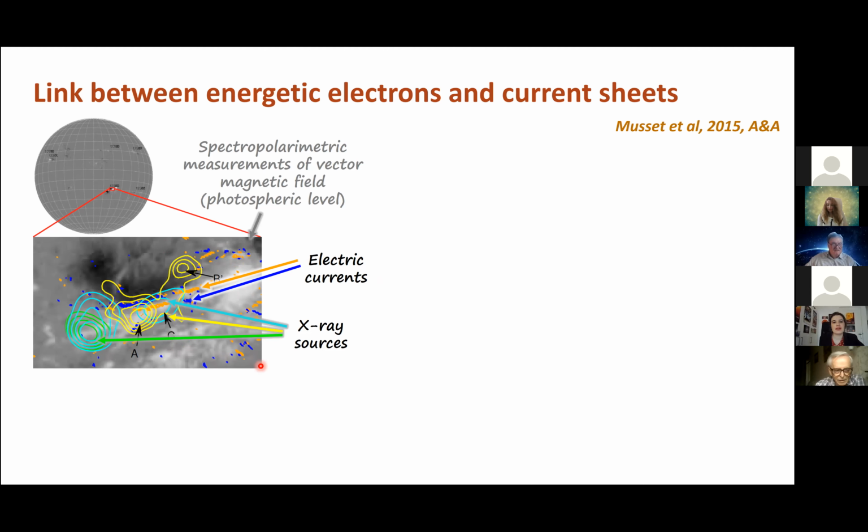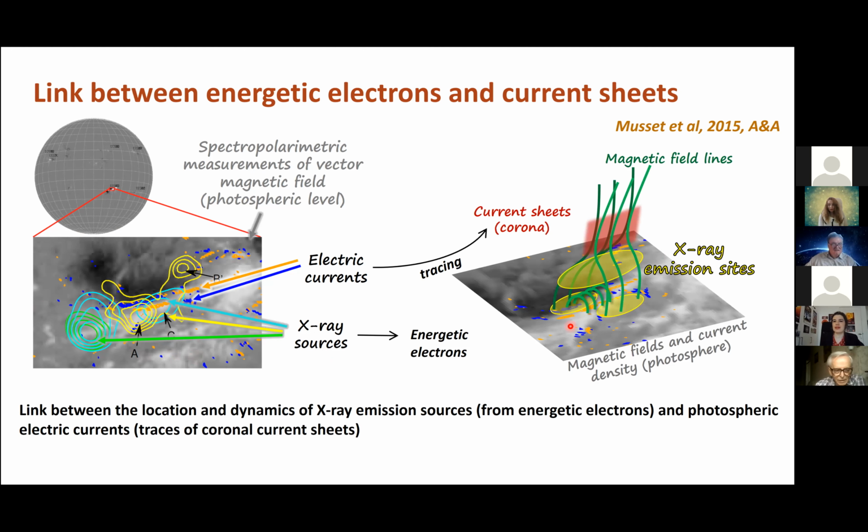And a few years ago, I worked on comparing the localization of those electric currents with X-ray sources, which are the signatures of energetic electrons. Of course, here I show an example where everything is on disk, but you have to realize that we are comparing things that are not exactly at the same altitude. So we can look at this schematic of what's happening. We have the measurements in the photosphere, and they are linked to the magnetic field that extends in the corona, that I have drawn here in the schematic, the magnetic field in green.